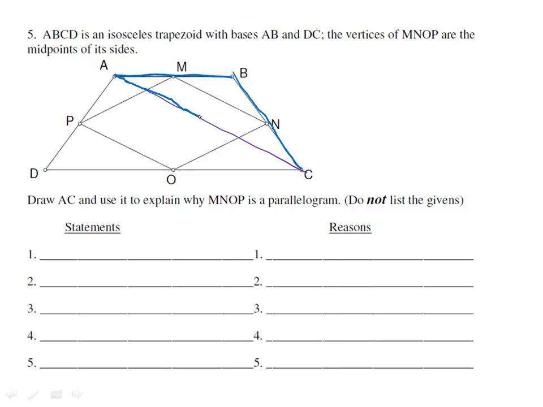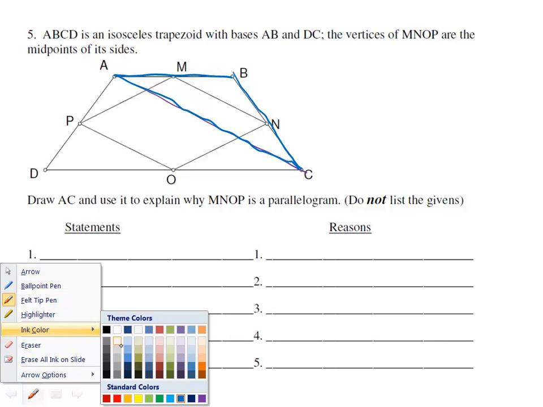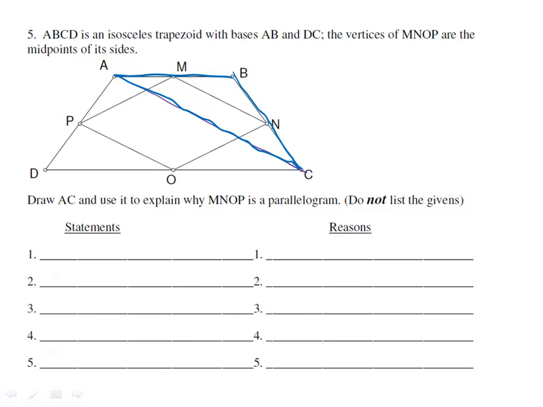I'm going to outline one in blue, and then I'm going to outline another one in this deep red here for contrast. Notice they share the side AC, the diagonal that we drew. Alright, so do you see those two triangles? Hopefully you do.